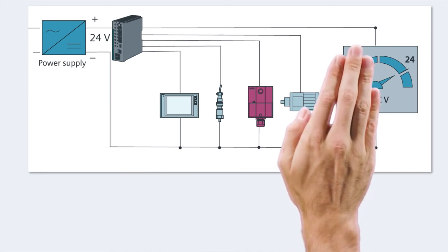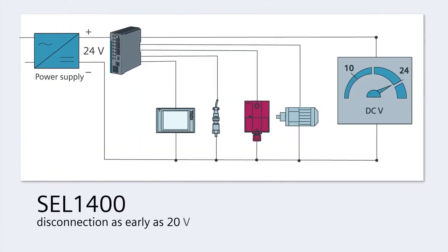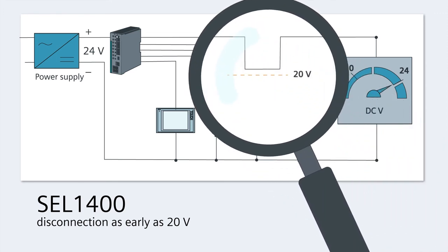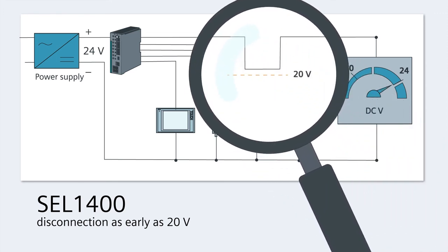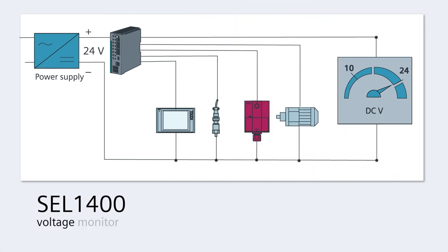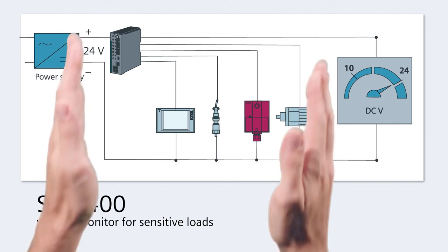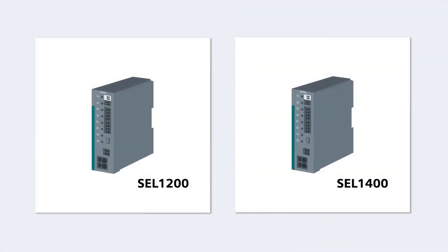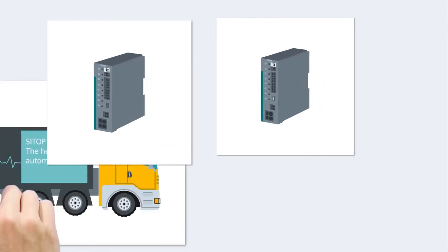An alternative is the SEL1400 with its limiting characteristic that immediately disconnects the relevant output if the voltage dips below 20 volts. The SEL1400 also features voltage monitoring, which can be especially beneficial for loads that don't conform to the PLC standard. Choose the clever alternative to the miniature circuit breaker, the new SITOP SEL1200 and SEL1400 selectivity modules.